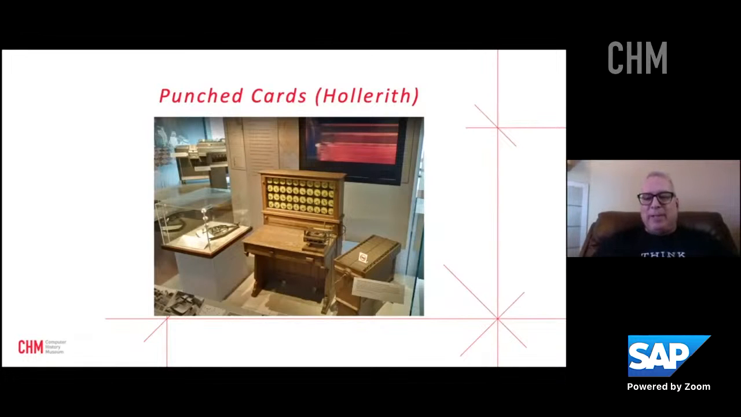So it's a tabulator. So at the end of the day, you just read your dials and you've got the sum totals of all your statistics. They were able to do the census in about three years using this technology. And the previous census, the 1880 census, had just been finished with months to spare. So they really needed to automate.